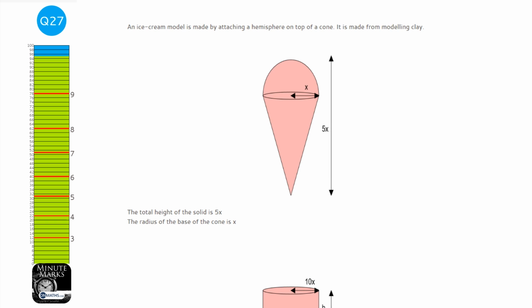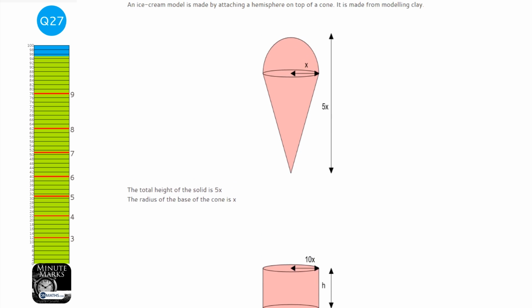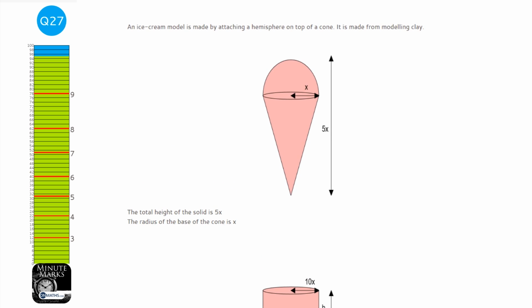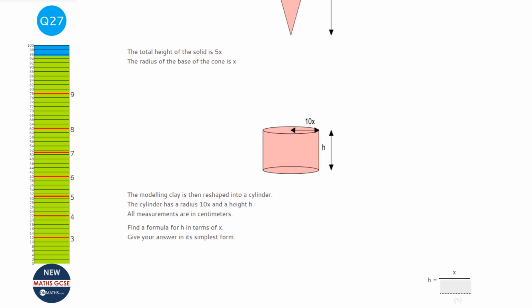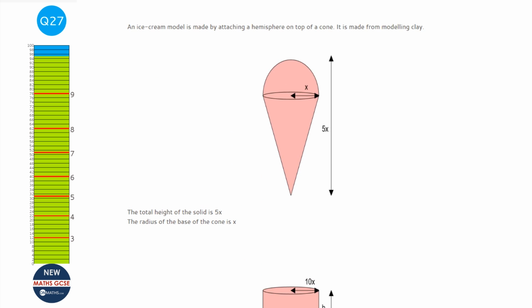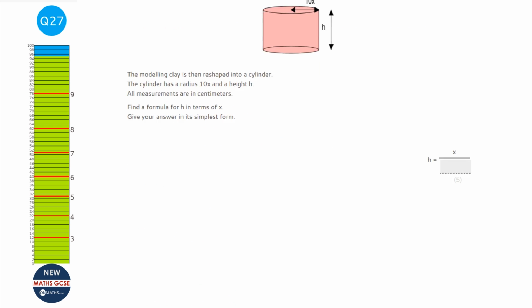Okay, so this doesn't seem like the easiest question, because there's 3 shapes going on. There's no numbers in it at all, and we're asked to find a formula. So the first place I'd start is working out, first of all, what are the formulas we'll need? Well, let's have a look. So we've got a hemisphere.